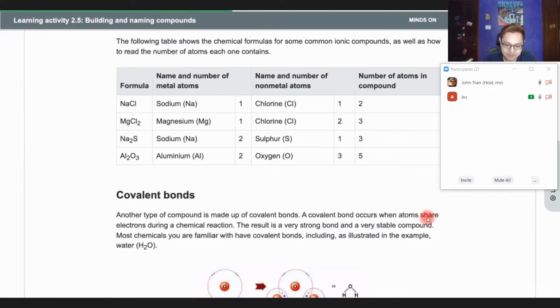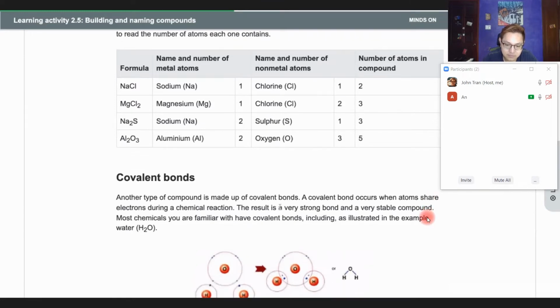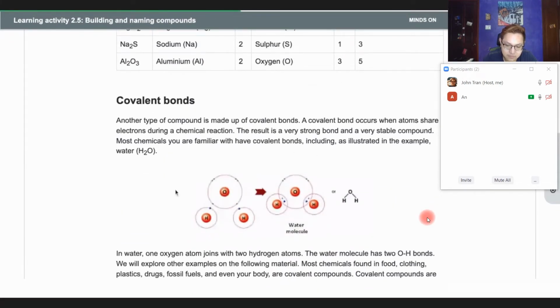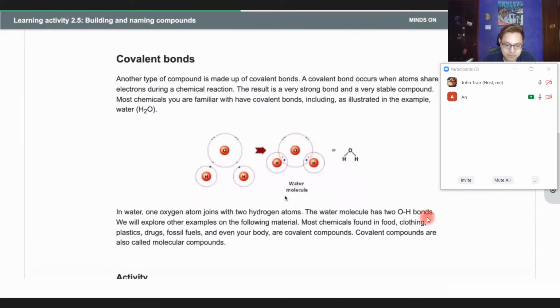Covalent bond. Another type of compound is made of covalent bonds. A covalent bond occurs when atoms share electrons during a chemical reaction. The result is a very strong bond and a very stable compound. Most chemicals you are familiar with have covalent bonds, including, as illustrated in the example, water, H2O.